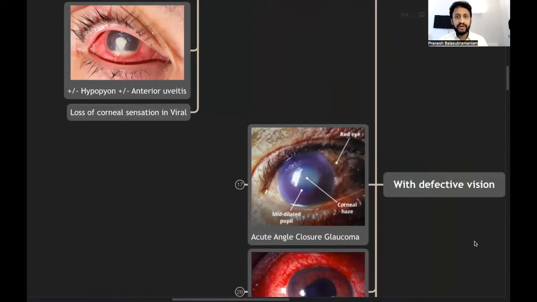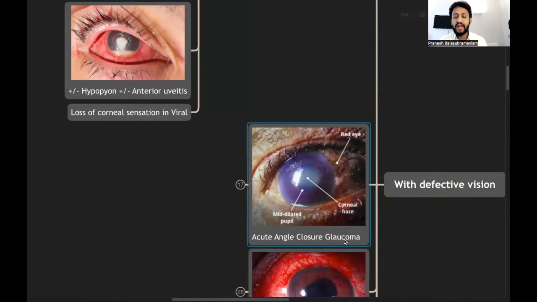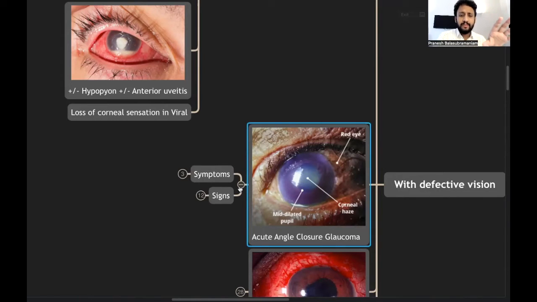So with this basic idea about acute keratitis, I'm going to go for the next differential diagnosis of a patient with acute red eye and defective vision. That's going to be acute angle closure glaucoma. Very important. Because in keratitis, you will have an obvious answer right before your eyes. You will see a corneal lesion, but in acute angle closure glaucoma, you will not see anything on the cornea. You will just see a corneal haze. We'll come to that in a moment.